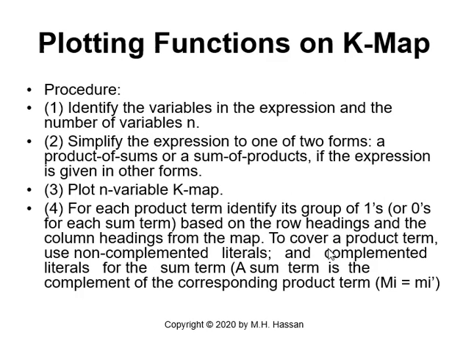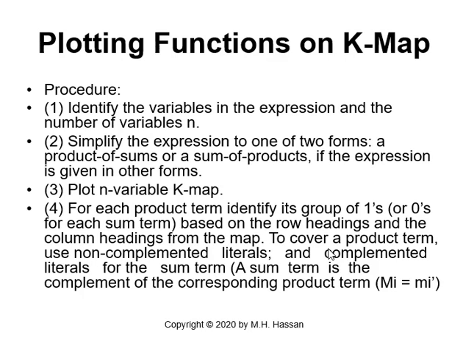So what's the procedure of plotting functions on K.map? We identify the variables in the expression and the number of variables n. Once we know the number of variables, we can sketch the map, for example, 3-variable map, 4-variable map, and so on and so forth. Then we simplify the expression to one of two forms, a product of sums or sum of products, if the expression is given in other forms.